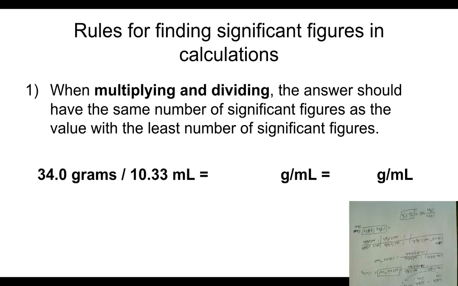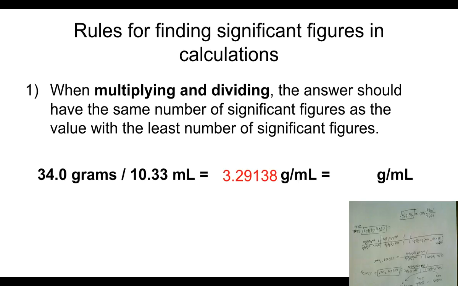Okay, we're back. So when you're multiplying and dividing, the answer should have the same number of significant figures as the value with the least number of significant figures. So if you've got a calculator, do this problem. If you don't, pause the video, grab a calculator. Okay, you're back. Now take in your calculator, take 34.0. You don't really have to do the 0.0 in the calculator, but it's a significant figure. 34.0 divided by 10.33. And what do you get?